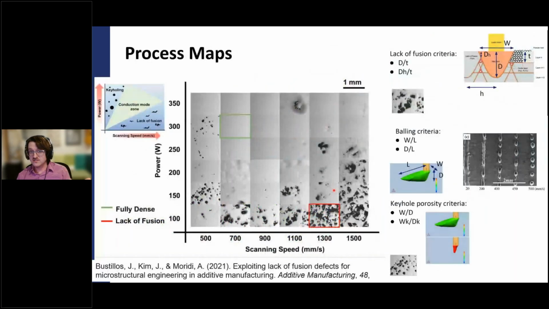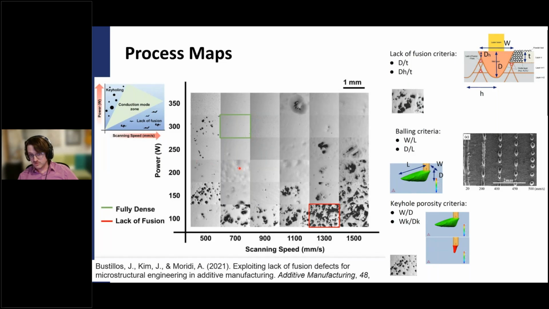Okay, so now that we've got the simulation and we've validated it, now we can make a process map. Process maps are typically made experimentally, as these researchers did here, by running 6 by 6, so 36 different experiments with different scan speeds and powers, and taking a micrograph of each one to see if you have porosity or not, right?